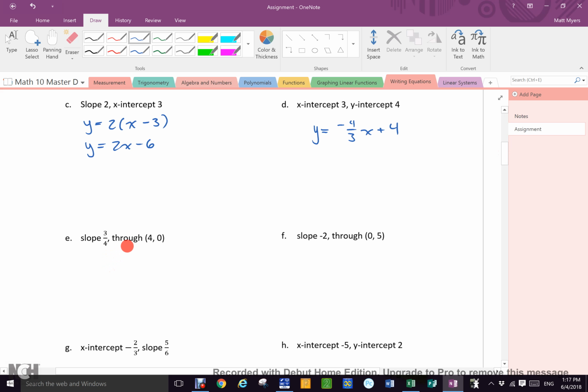This one, that is an x-intercept again. It's exactly the same as up there. So it was y equals 3/4 x minus 4, or y equals 3/4 x minus 3 with no brackets. This one, that is a y-intercept, so that is y equals negative 2x plus 5.